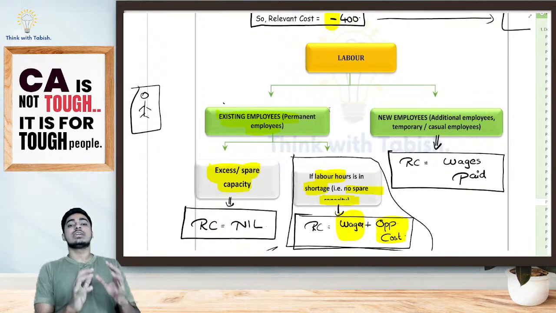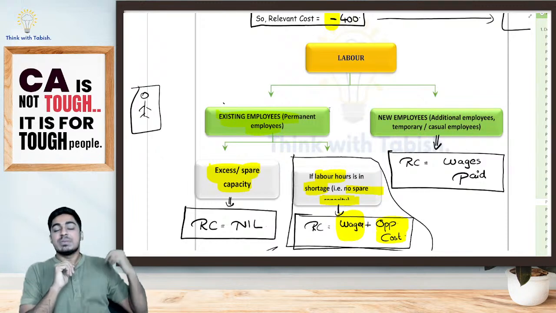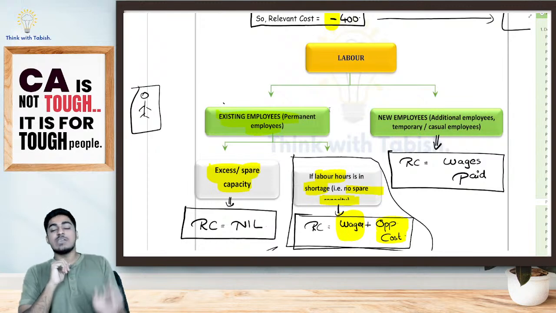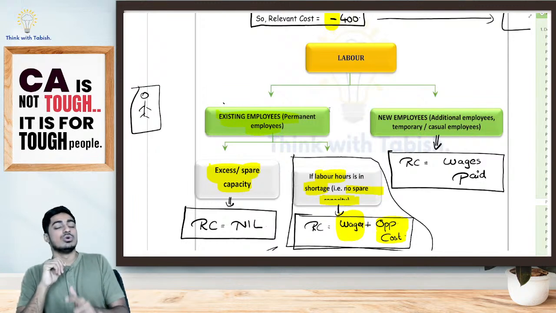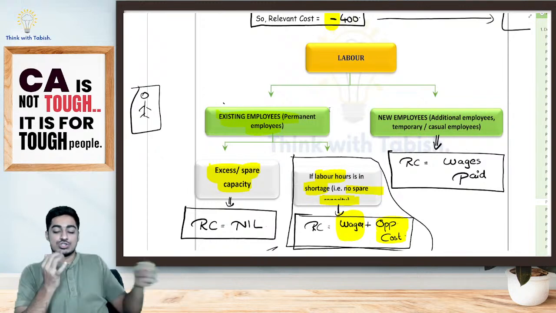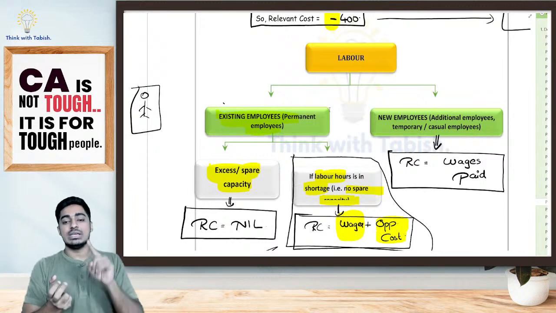If we are getting the work done from our existing employees, we are going to firstly ask, is there any spare capacity? If there is a spare capacity, we are not sacrificing anything, so the relevant cost is going to be nil. If there is no spare capacity, labor hours is in shortage, so to do the work, my employee has to sacrifice the product which he is manufacturing now. So the opportunity cost as well as the wages cost is going to be relevant.